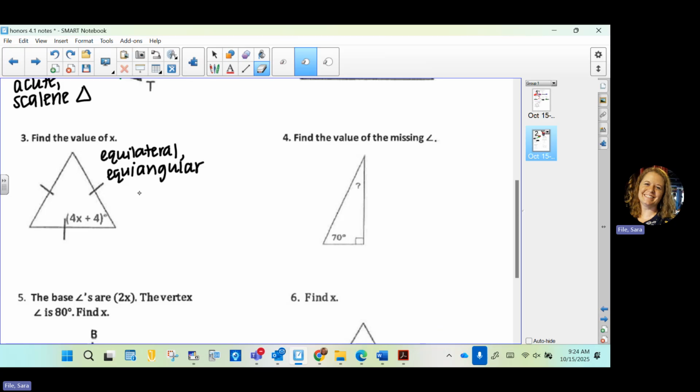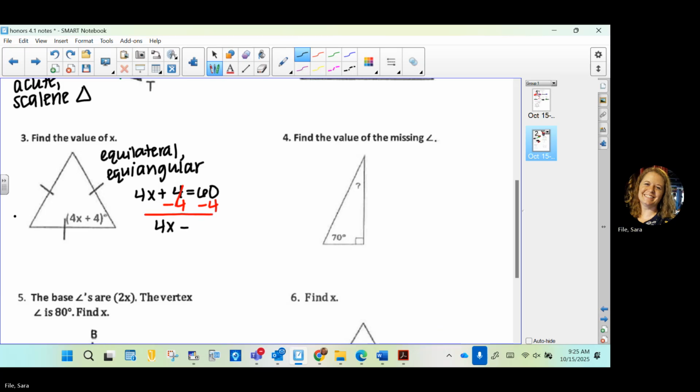All right, so it's equilateral, which means it's equiangular, which means that that angle is 60. So we set up 4x plus 4 equal to 60. And solve. So move your constant by opposite operation. Move your coefficient by opposite operation. And what is x? What is x?